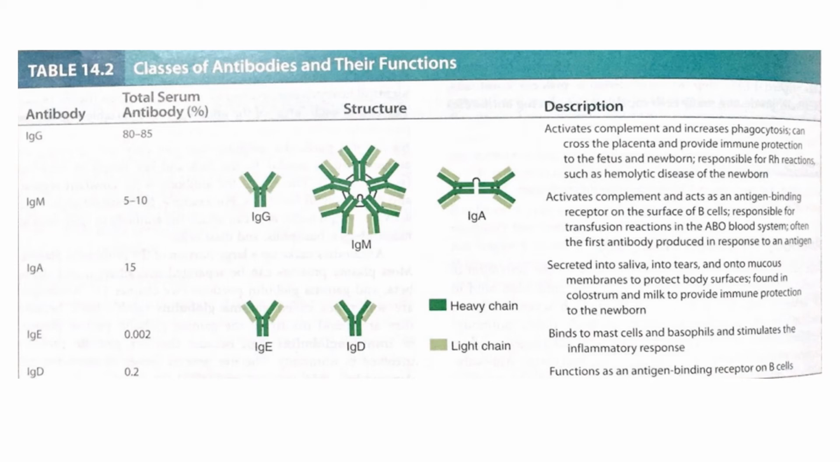If you have your books with you, please be familiar with how the different structures look. The heavy chains are the darker green, and the lighter ones are the light chains. You also have here the descriptions of the different antibodies and their functions. Please make sure that you know their different functions.